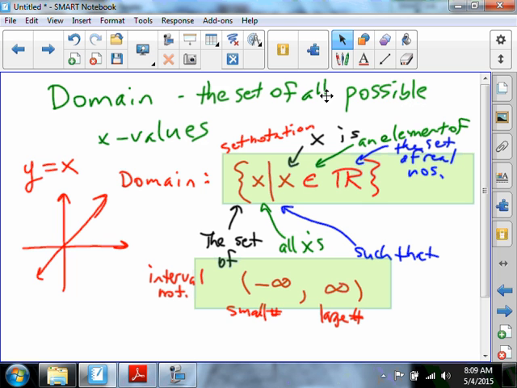The whole reason I'm showing you all these notations is because you will see different ones in different textbooks depending on what class you take. Okay. So that's just the domain of that linear function.